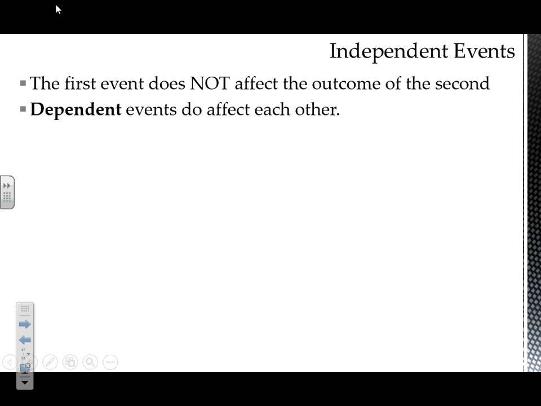So knowing the outcome of one does not affect the other, which means dependent events do affect each other. So if two events are dependent, that means knowing one has happened will affect the outcome of the other.